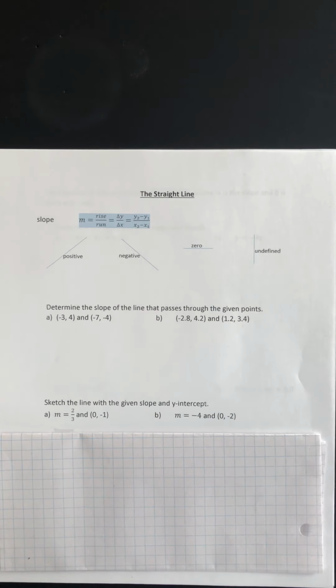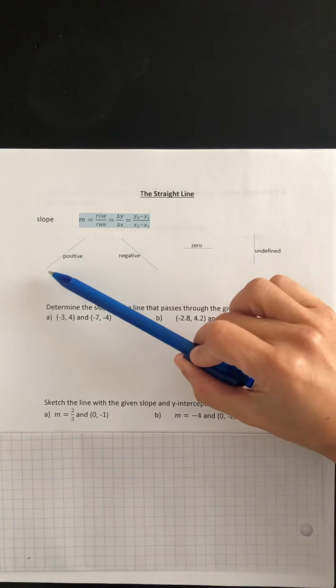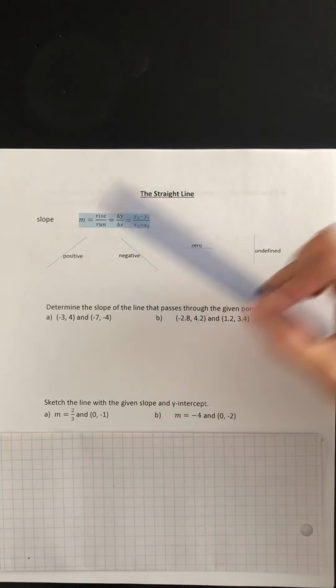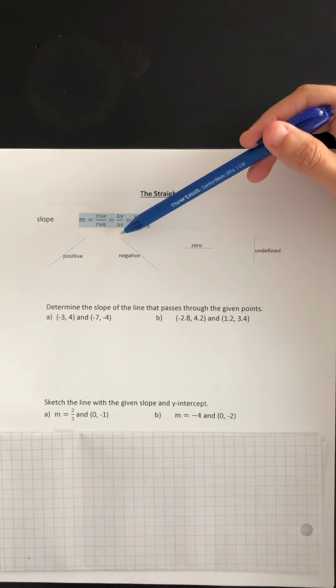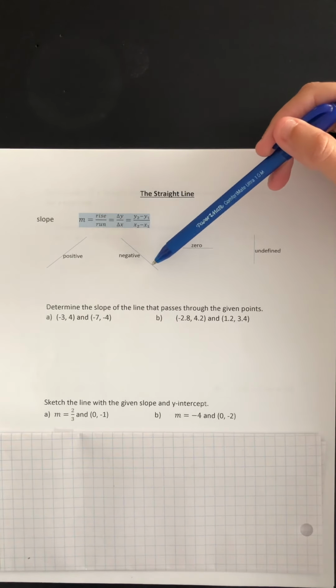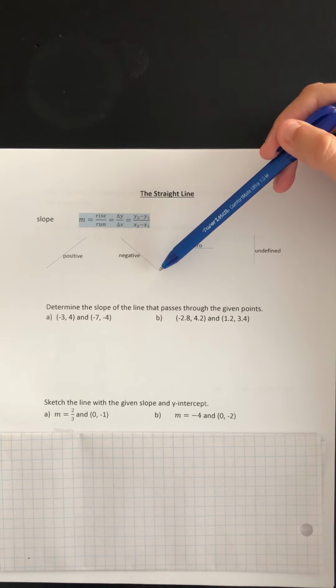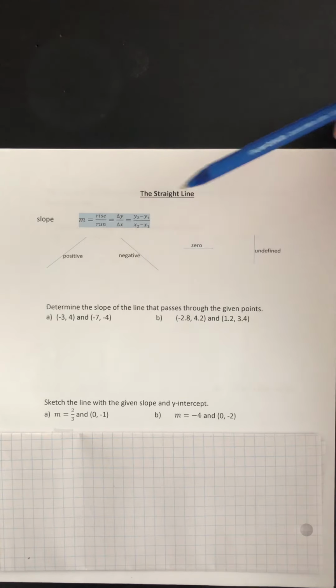Good morning. In the lesson today, we're going to begin to look at some straight line concepts. And the first one here is slope. So a slope can be positive if it is rising to the right. A straight line that is falling as you move left to right is said to have a negative slope.